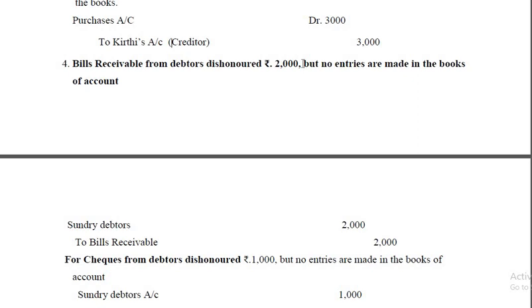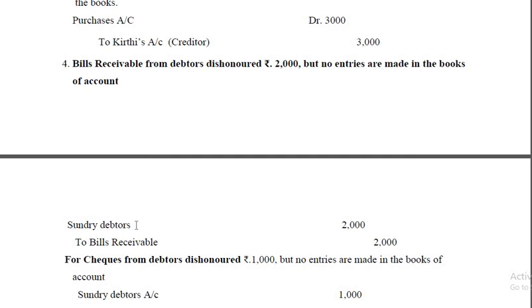Bills receivable from debtors dishonored, but no entries are made in the books of account. So when you draw the bill of exchange or when you receive the bills, the entry will be bills receivable account to sundry debtors. But now that the bill given by the debtors is worthless, so a reverse entry should be passed. So debtors account should be debited. So debtors value will increase by 2,000 and bills receivable value will decrease, because what is given is useless and worthless. So you are reversing that and it will reach the original position.